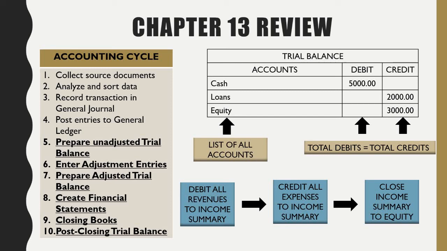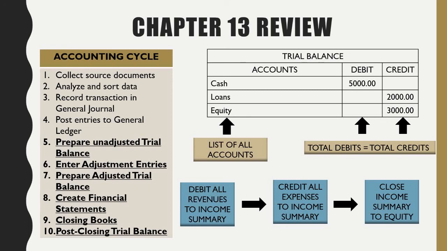Like I've mentioned before, by the end of this class, you will go through every single step of the accounting cycle. Once again, the closing process is basically steps 5 through 10 of the accounting cycle. We understand that when we do a trial balance, our debits and our credits must match. It's literally a list of every single account with an account balance.